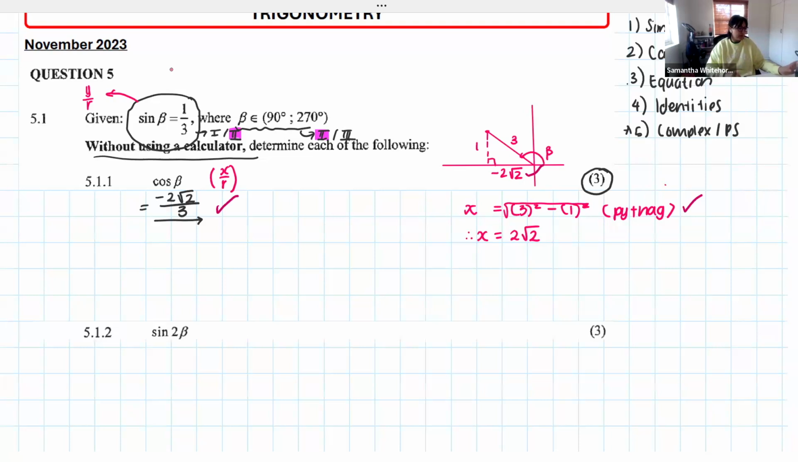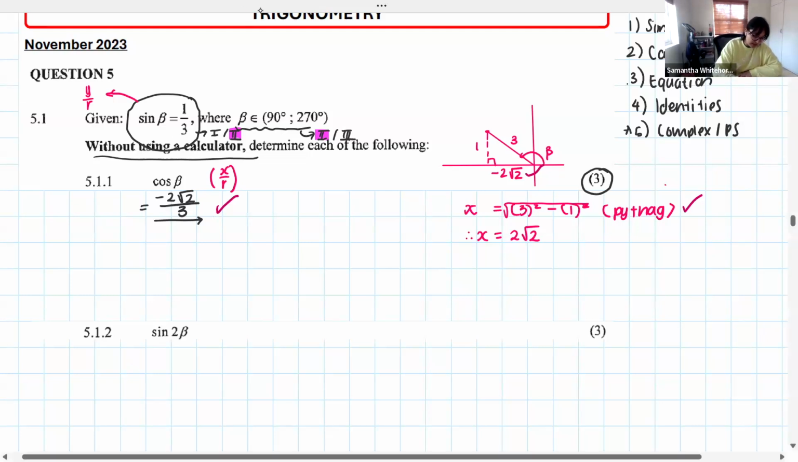All right, so 5.1.2, what do we think we're going to do? I'll put in the chat, you can raise your hand. How am I going to deal with the sine 2 beta? I said raise your hand, you can just unmute yourself. Pomelo, awesome, exactly, a sine double angle. Now, a sine double angle is 2 sine theta cos theta.